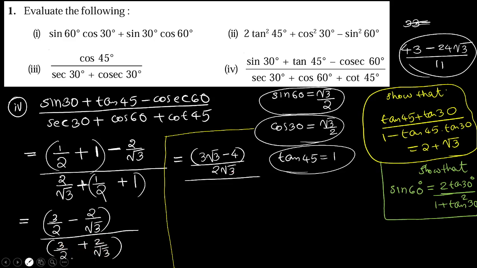3 root 3 plus 4. Here, do the cross multiplication. 3 root 3 plus 4 divided by 2 root 3. Samriddhi, if you have finished this solution, you can tell me. I will give you another one.